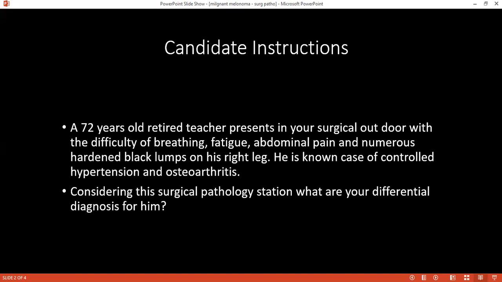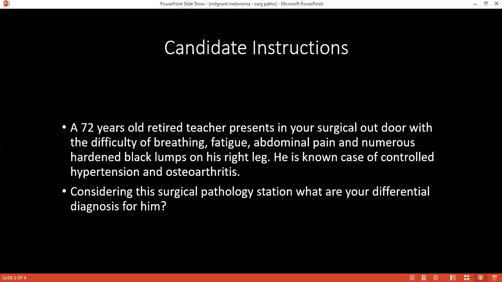Okay, so to confirm the diagnosis, we have to do an excisional biopsy from the lesion on the leg. Yes. And maybe we can do some imaging, some blood tests. We have to do chest and abdominal CT scan, and maybe ultrasound. Yes. We can do full blood count, CRP, U&E.